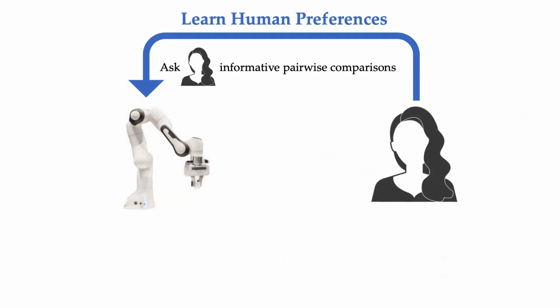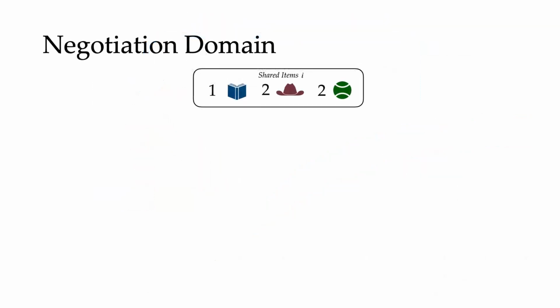All right, so we have talked about this idea of learning human preferences and asking pairwise comparison questions from a single human. And in general, I think that's an okay idea that we could use in robotics. But an interesting thing is, it applies outside of robotics too. It doesn't need to be in robotics. So we decided to use a very similar idea in a different domain, the negotiation domain. This is a negotiation domain where we have a bunch of items. So we have one book, 2 hats, 2 balls, a bunch of shared items.